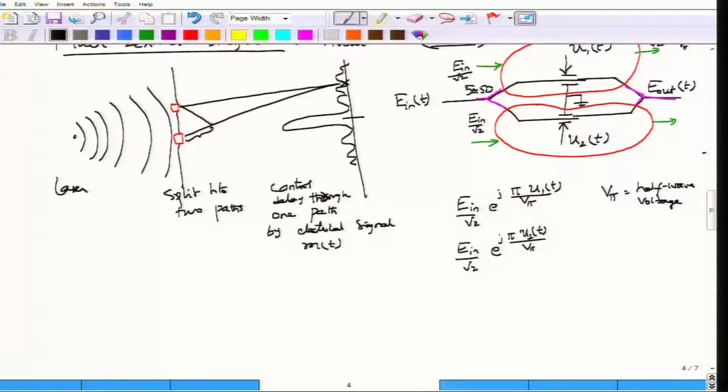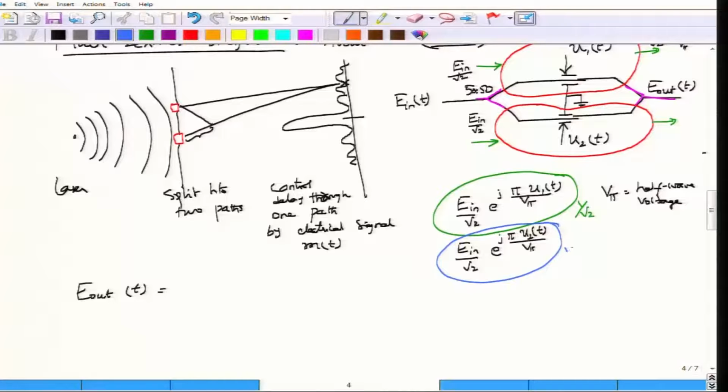When you look at the electric field output E out of t, it would be the combination of this particular output, which has been reduced by an amplitude of 1 by root 2, and this output, which again has been reduced by an amplitude of 1 by root 2, and we simply combine them. So let us combine them in this way. What I get is E in of t by 2, which is a constant that can be written out, and I have e to the power j pi u1 of t by v pi plus e to the power j pi u2 of t by v pi.